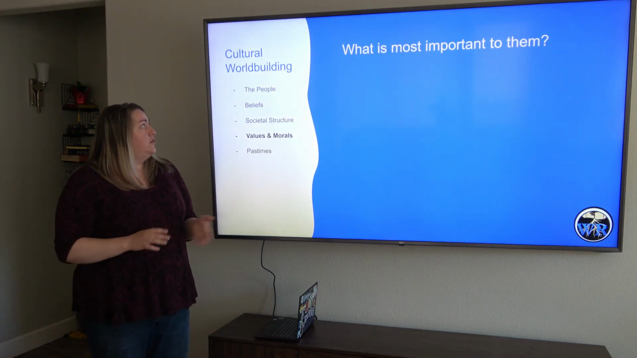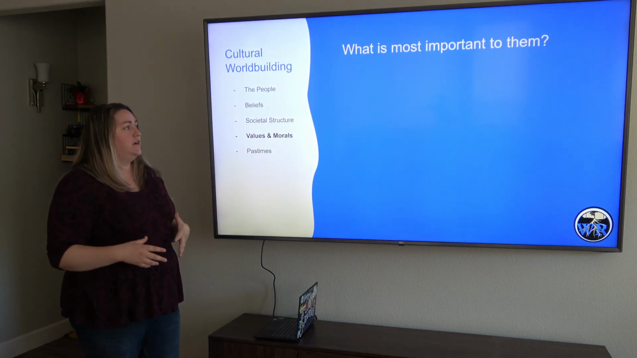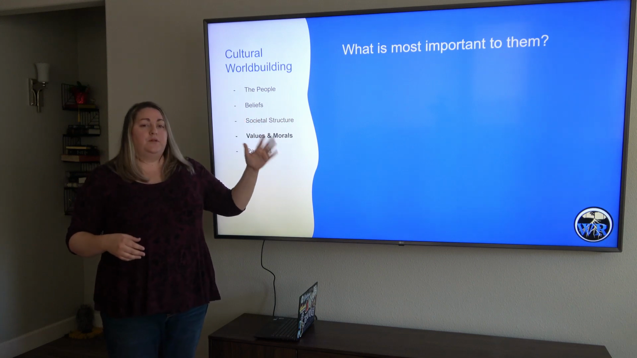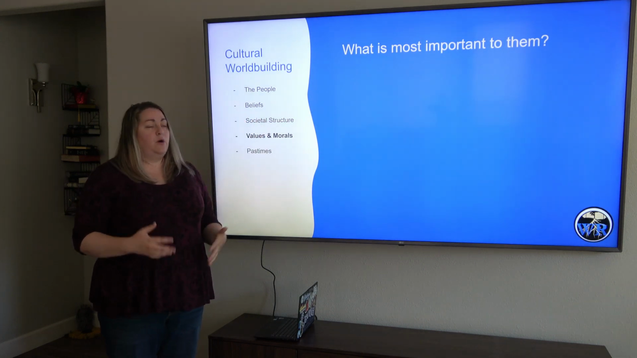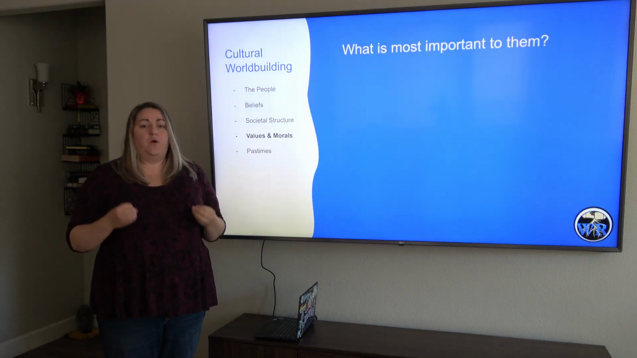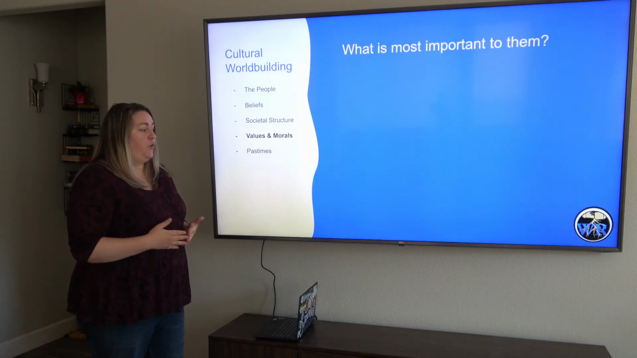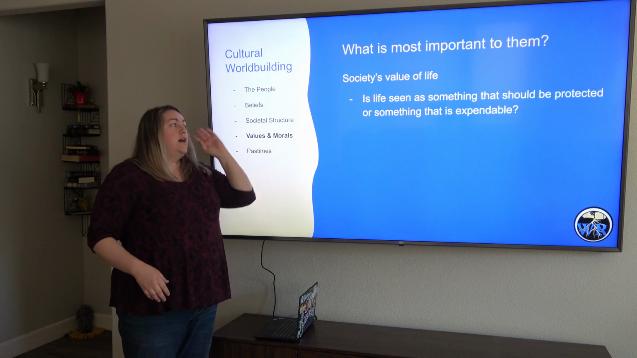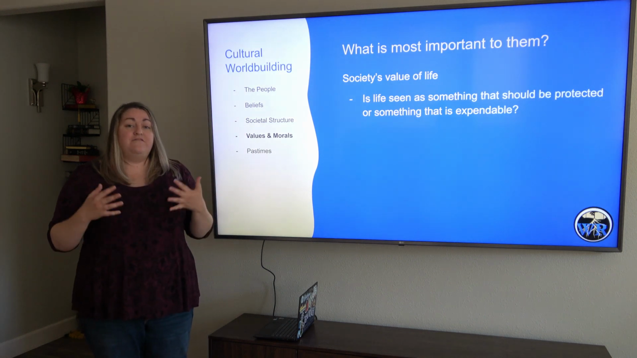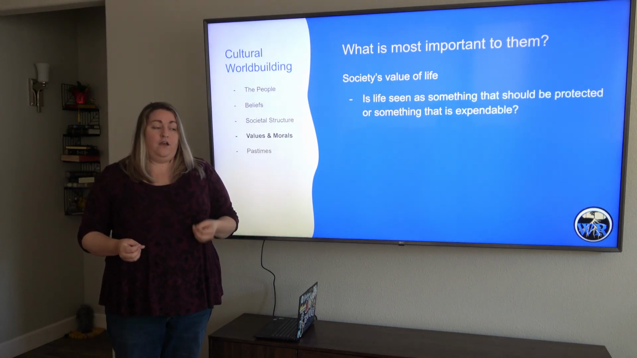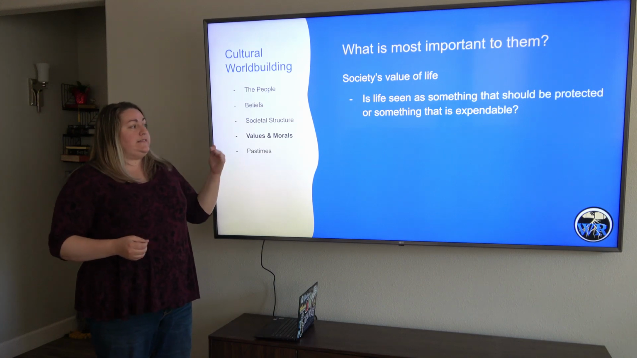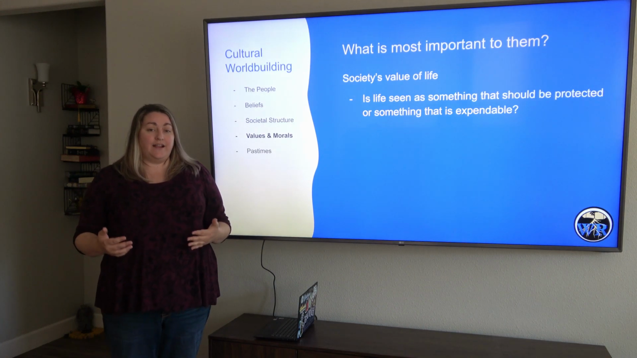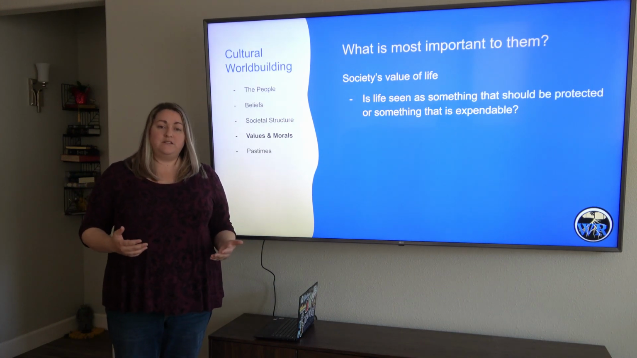And then when you're world building, you have to consider, along with their beliefs, what is most important to them? What values, what morals are most important to the people within the society? How does society specifically value life? Is it seen as something that should be protected, or is it a little bit more expendable?